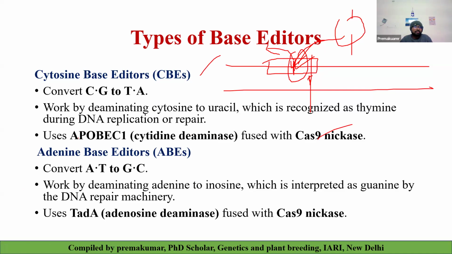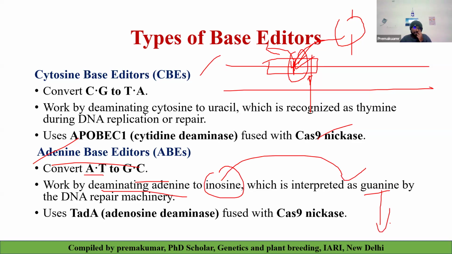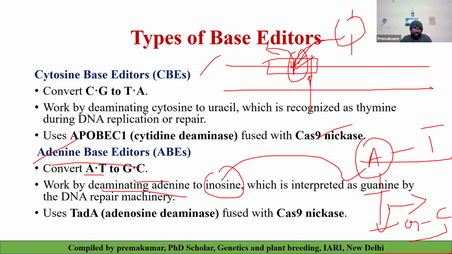Then you can also modify adenine by using the adenine base editor. You can modify AT to GC. It means if you are deaminating adenine, it will become inosine, which is actually interpreted as guanine. Then definitely in the next cycle, guanine pairs with cytosine. Adenine should be paired with thymine, but you are modifying the adenine in such a way that it can be regarded as inosine. Then it can be regarded as guanine, and guanine cytosine will be taken. So AT to GC, you are making changes by using deaminase enzyme.